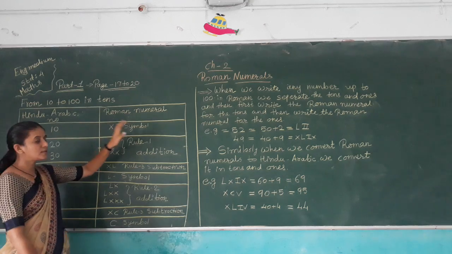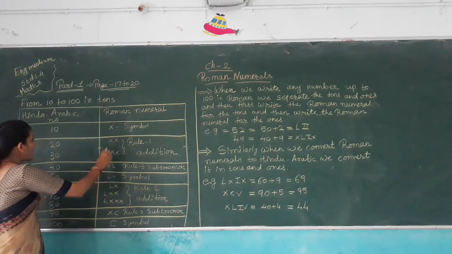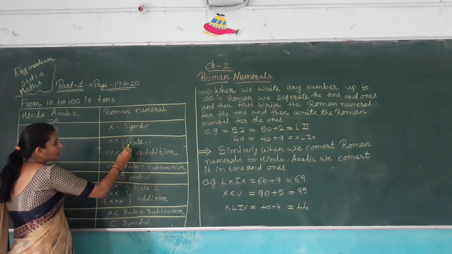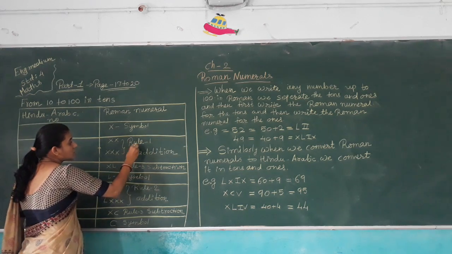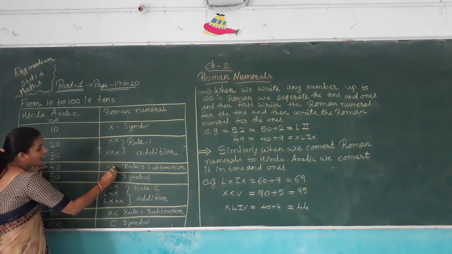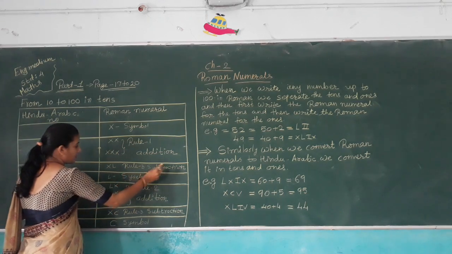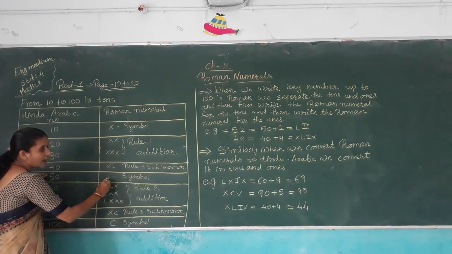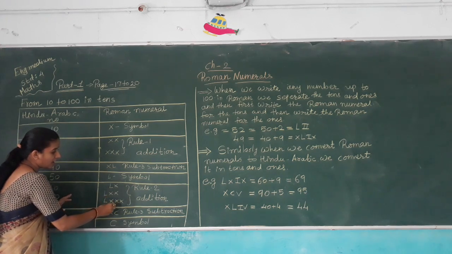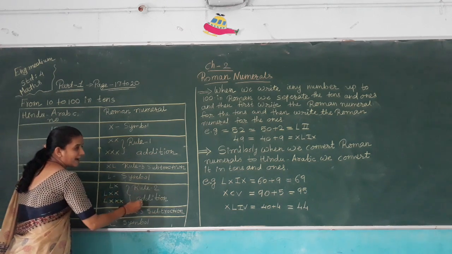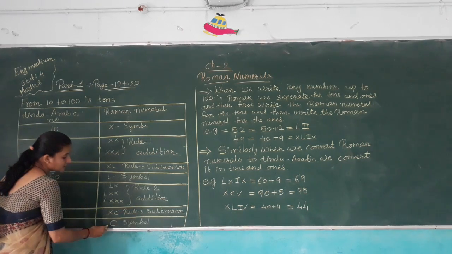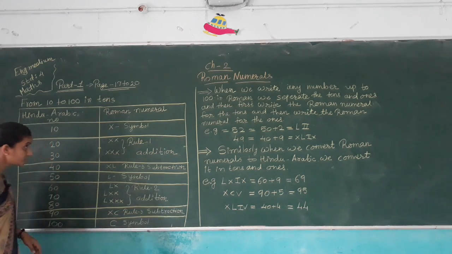10 for X is the symbol already given. X, X, X, X. 20 and 30 are based on rule 1, addition. 40 for XL, rule 3, subtraction. 50 for L is a symbol; LX, LXX, LXXX follow rule 2, addition. XC is rule 3, subtraction. C is the symbol.